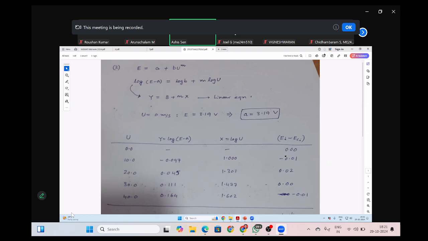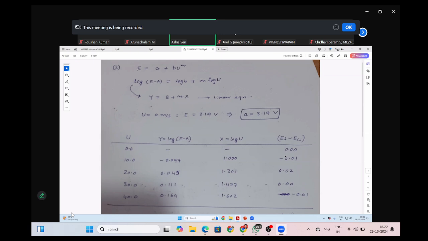So this is the equation that we are talking about. E equal to A plus B into u to the power m. This is a nonlinear equation, right? So we do not know for this equation how the constants can be determined. But you can linearize this equation. When you have some kind of exponent, you know that if you take logarithm, then you can linearize this equation.